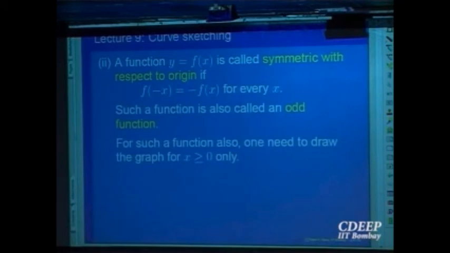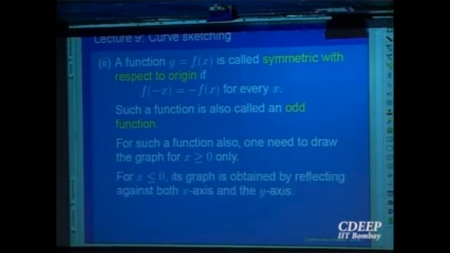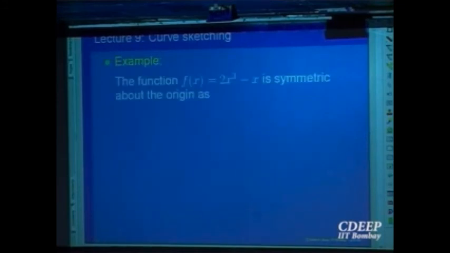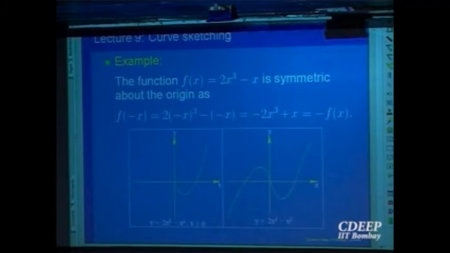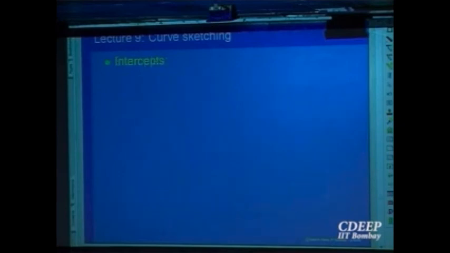But how would you draw the graph? What is the advantage of this? Supposing you know on the positive side the graph of the function. What is the graph of the function on the other side? You reflect and then reflect down. Reflect about the y-axis and then reflect about the x-axis. That gives you the graph of the function. So most of the things probably you already know. So that is what you draw on this side. To draw on the other side, first reflect here and then reflect down.